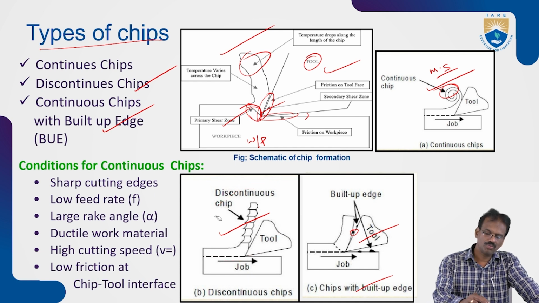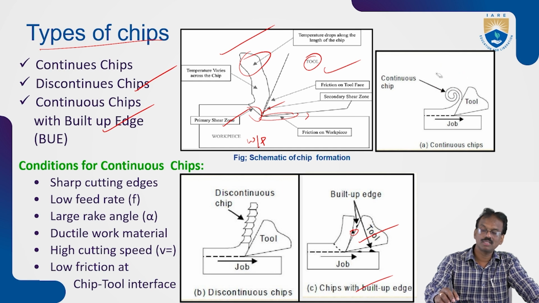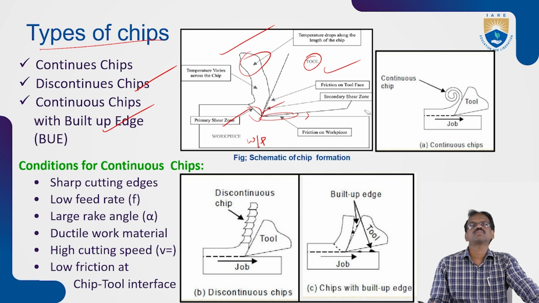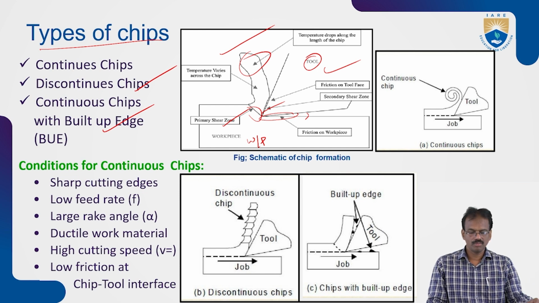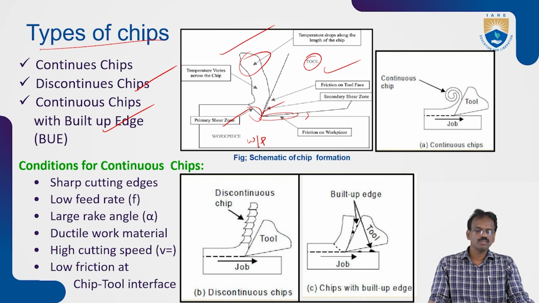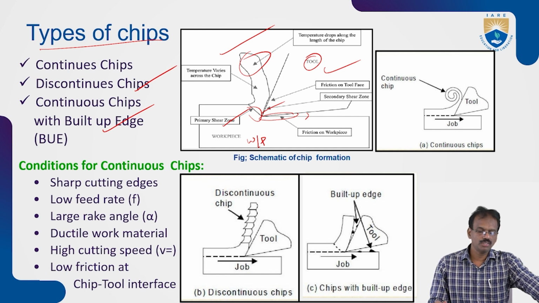We will see one by one what continuous chip formation is and what discontinuous chip formation is, the reason behind each, what type of materials will give continuous chip formation, and what type of materials will give discontinuous chip formation. We'll see all these things.